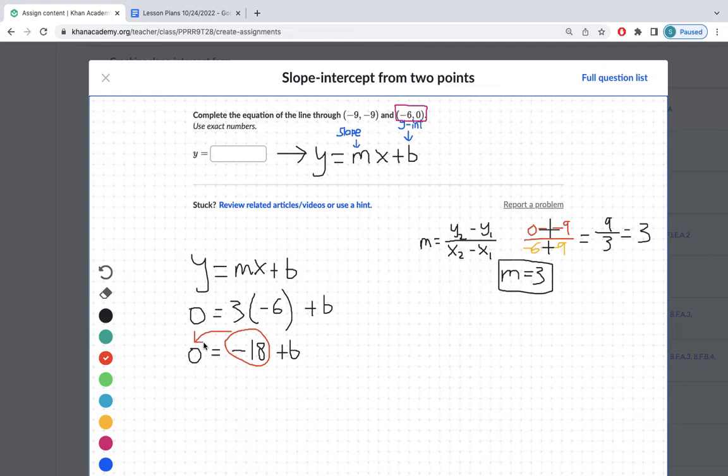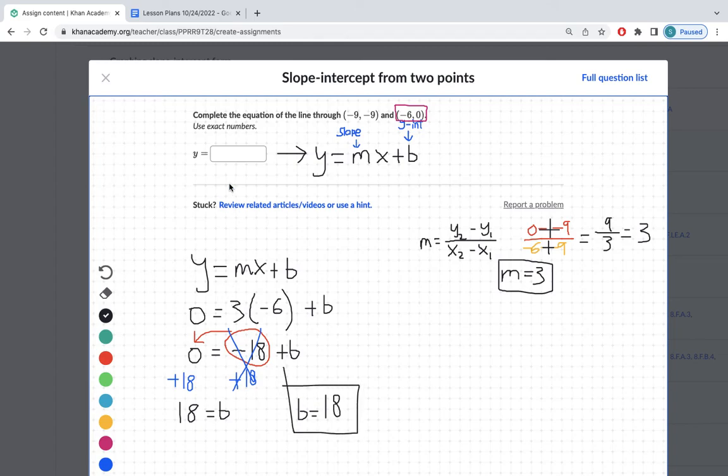How we do that is we do the opposite of negative 18 on either side. What's the opposite of minus 18? Plus 18. So if we do that, negative 18 plus 18 is going to cancel out. And then we're left with 0 plus 18. 0 plus 18 is 18, equals b. So our b value is going to equal 18.